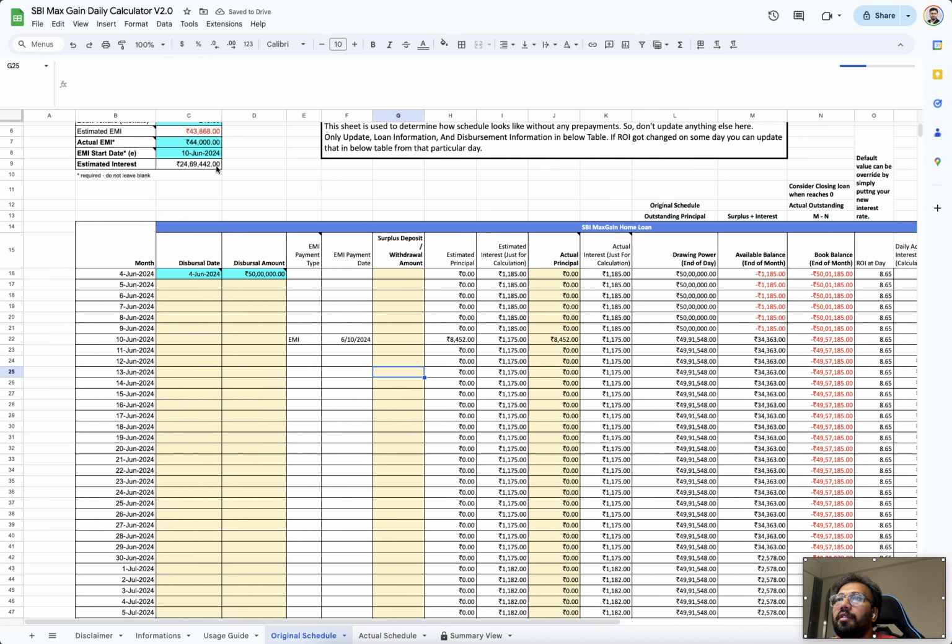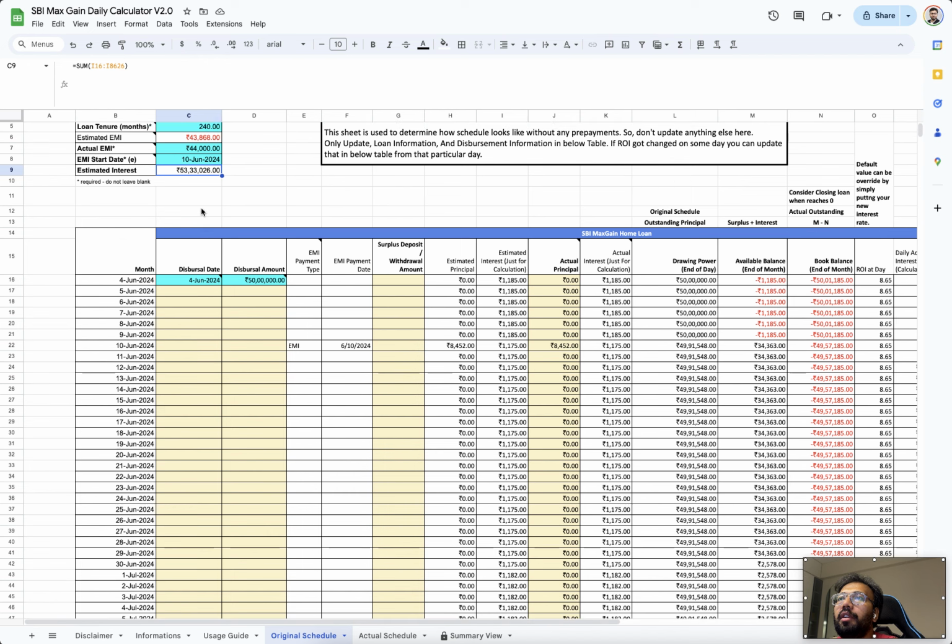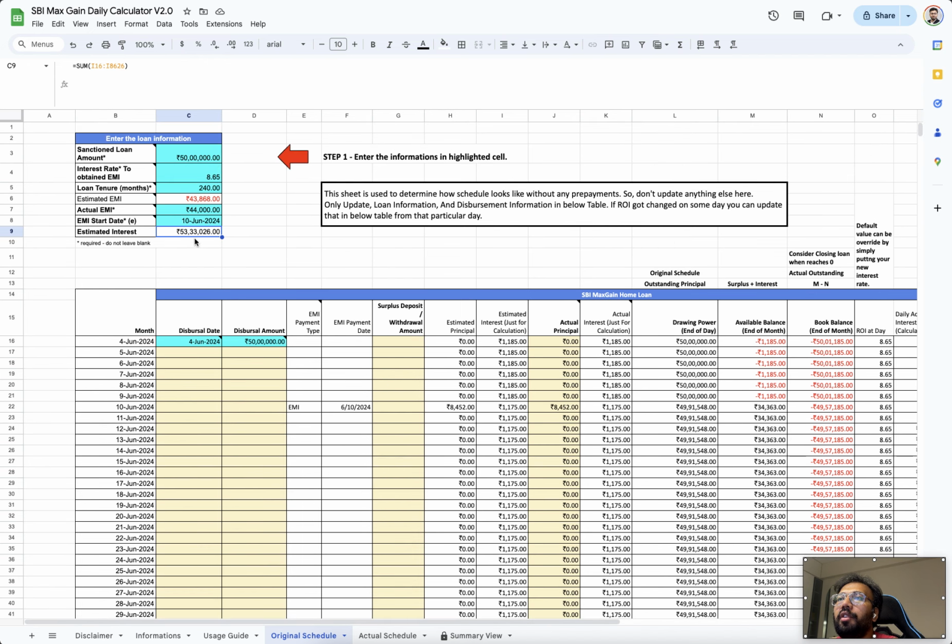And if you see this estimated interest, if we don't do anything, our estimated interest was 53 lakhs. So this was the principal. Assume that this is your loan amount, so this is the same amount that you are going to pay. Additionally, this is the interest that you are going to pay. But if we park 10 lakh in the initial years, in the very initial stage, this is the amount that you are parking.